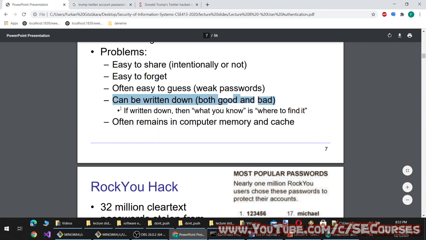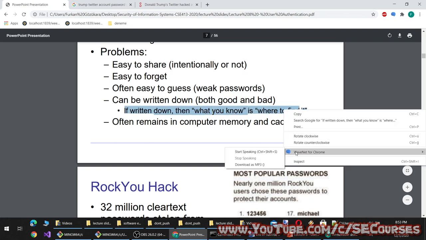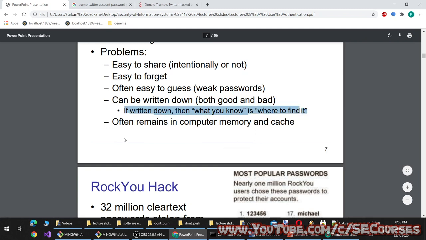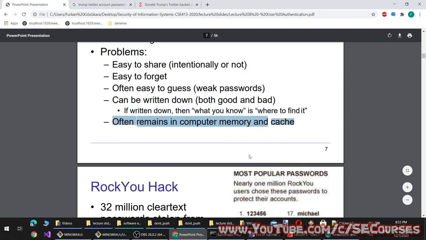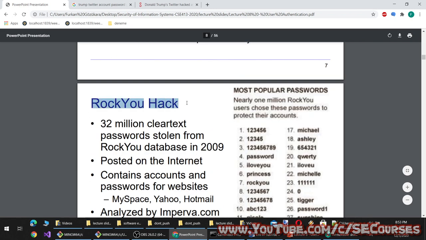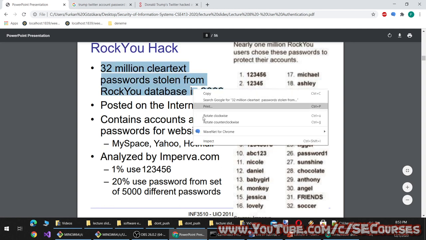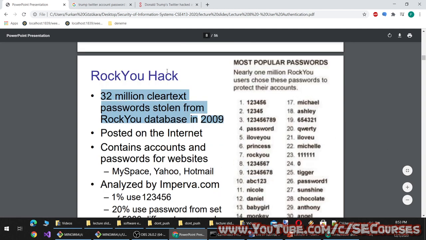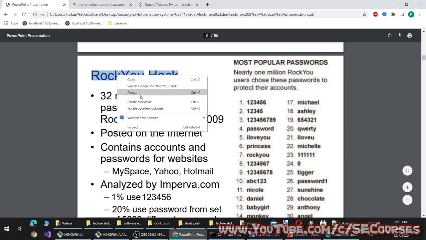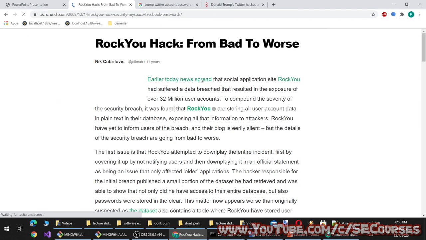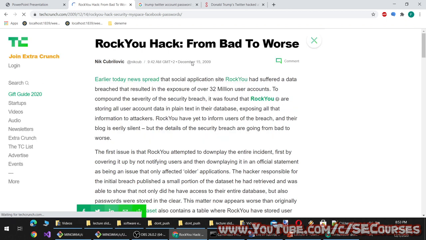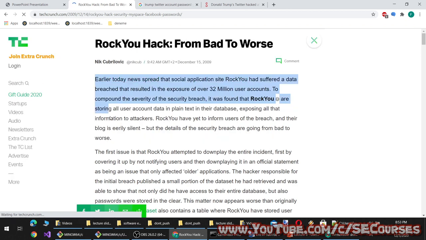Passwords can be written down, both good and bad. If written down, then what you know is where to find it. They often remain in computer memory and cache. The RockYou hack: 32 million clear text passwords were stolen from the RockYou database in 2009. Let's find some more information related to these events. Here is an article written 11 years ago.